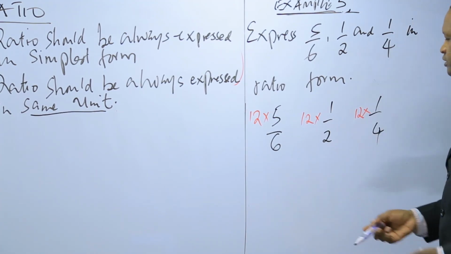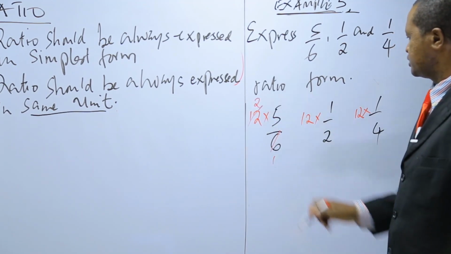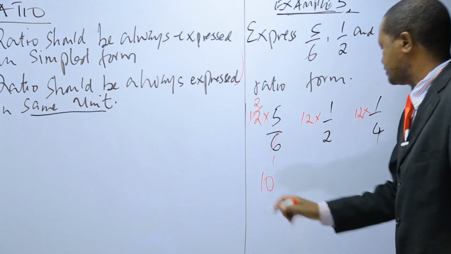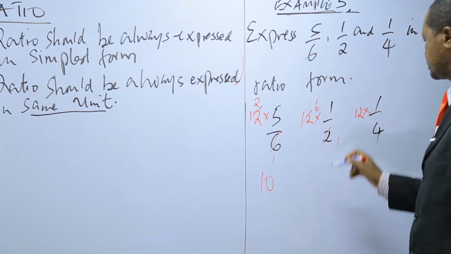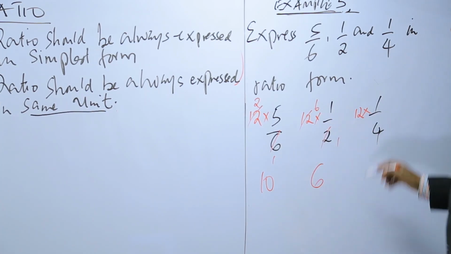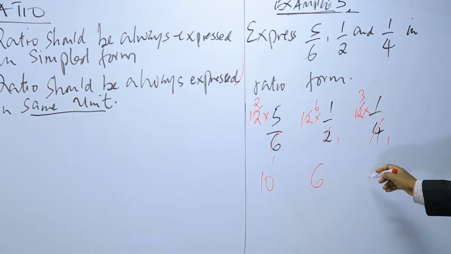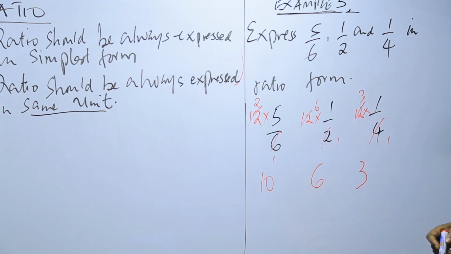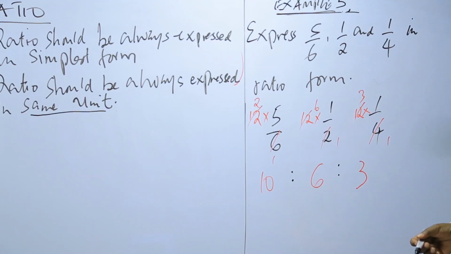So 6 goes here once, 6 goes here how many times? Twice. So we have here 10. 2 goes here once, 2 goes here 6 times, 6 times 1, 6. 4 goes here once, goes here 3 times, 3 times 1, 3. So this is now expressed in ratio form. We have 10 to 6 to 3.